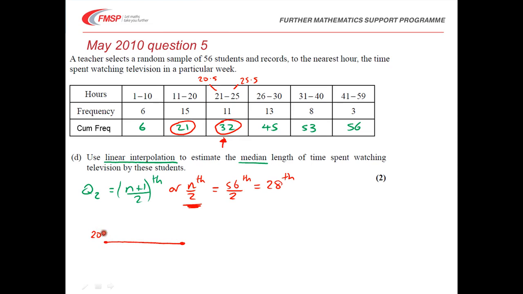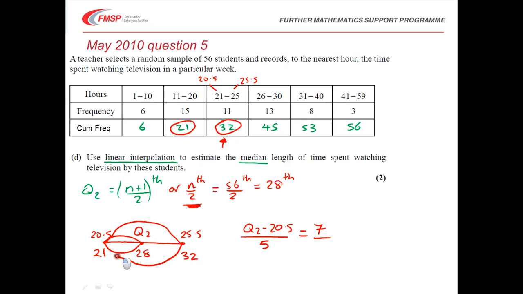So I have a group that goes from 20.5 to 25.5, and Q2, the median, is somewhere in the middle. 25.5 is the 32nd value, 20.5 is the 21st value, and my median is the 28th value. I then do this using similar triangles. So Q2 minus 20.5 divided by 5 must be exactly the same as 28 minus 21 divided by 32 minus 21. Okay, and if I see that, you've got a method mark. Even though it's different than what's printed on the mark scheme, this is perfectly fine. Of course it would be.